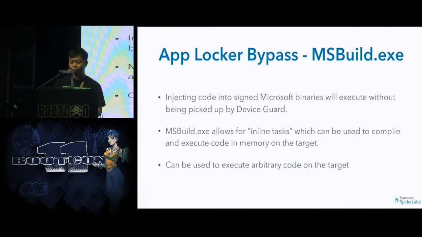The next one is MSBuild.exe. How this works is it injects code into signed Microsoft binaries and will execute without being picked up by Device Guard or AppLocker. MSBuild.exe allows for inline tasks, which can be used to compile and execute code in memory on the target. This can be used to execute arbitrary code on the target. So you can use this to bypass AppLocker and run impersonation, dump credentials, or dump hashes from the Windows system.